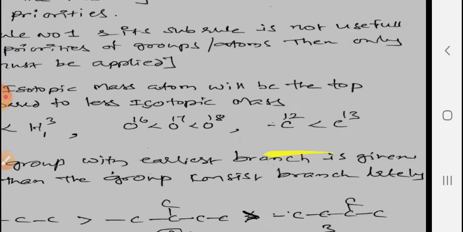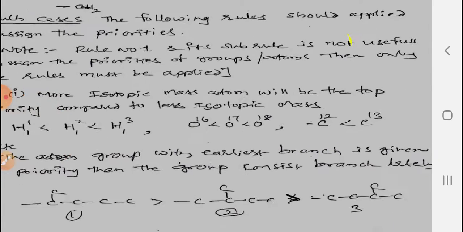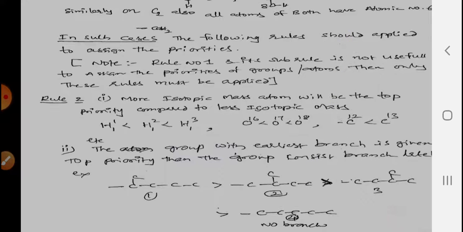O16, O17, O18, C12, C13. That means if any one carbon possesses two atoms with different isotopic mass numbers, and if the first rule and subrule are not valid, not useful, exhausted, then only we have to follow the isotopic mass: the one which is more will be the first one.